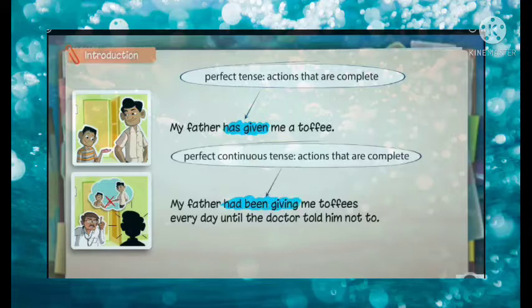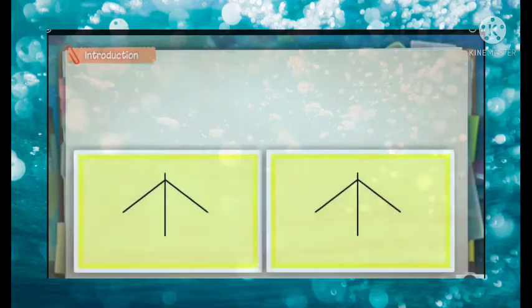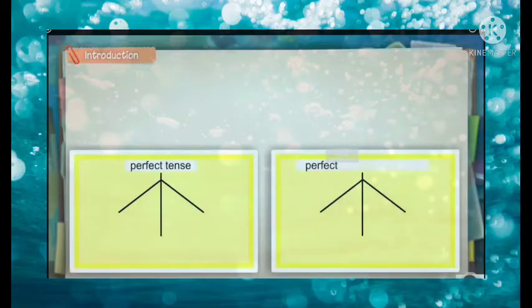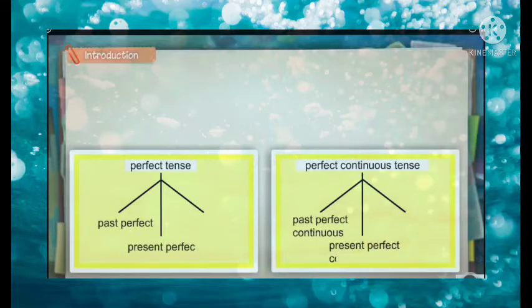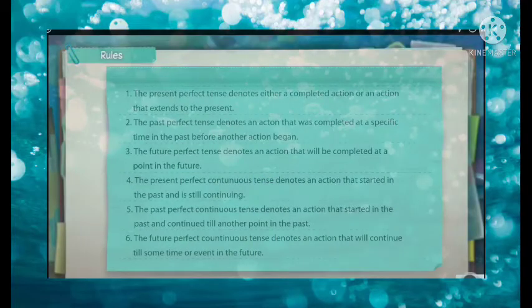The perfect continuous tense also usually shows completed actions, although in some cases it may also show actions that are still continuing. Both the perfect tense and the perfect continuous tense can be used in the past, present or future. Let's learn more about them. Let's learn the rules for using perfect tenses and perfect continuous tenses.